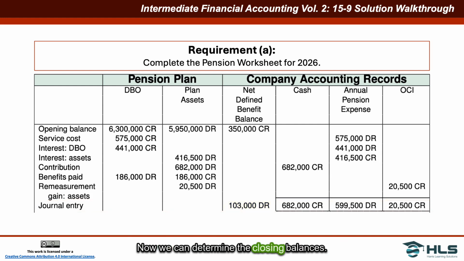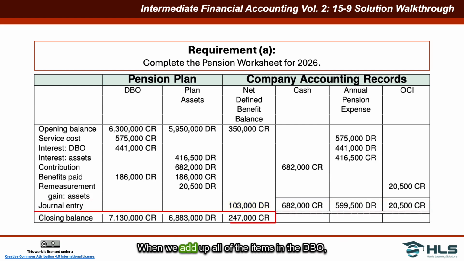Now we can determine the closing balances. When we add up all the items in the DBO, the opening balance plus the service cost plus the interest on the obligation minus benefits paid, that's $7,130,000 credit balance. For the plan assets, we start with the opening balance, add the estimated interest earned on the plan, add contributions made by the company into the plan, subtract benefits paid out, and add or subtract, in this case add, any remeasurement gains or losses.